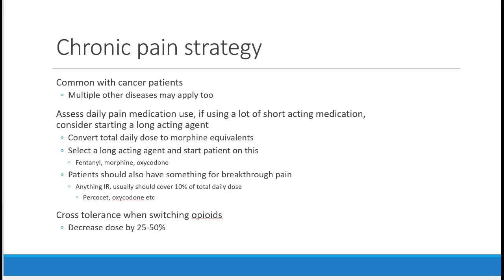Chronic pain, I'm not going to touch on this much because I think in your practice you're probably going to refer people who have chronic pain, but you may have chronic pain patients with you. Basically the point of chronic pain is to look at somebody should be on a long-acting product. So somebody's taking a ton of PRN Percocet. That's not chronic pain management. They should be on something that's giving them long-acting, then they have something immediate release like a Percocet or regular oxycodone for breakthrough pain.